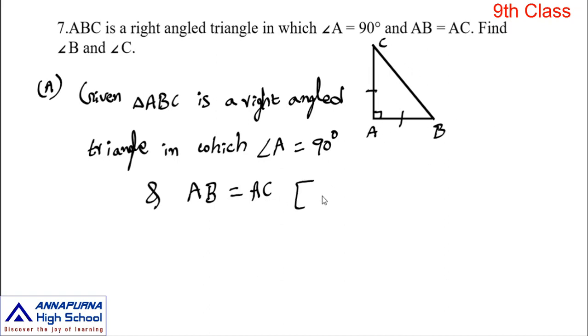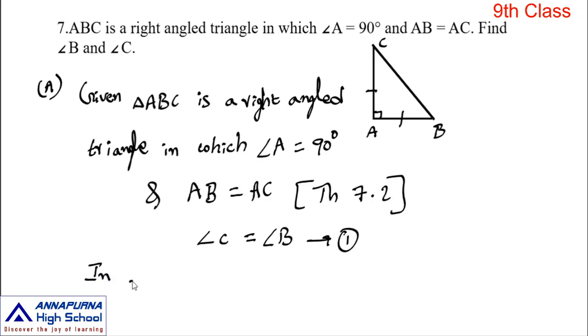So by using theorem 7.2, the angle opposite to side AB is angle C, which is equal to the angle opposite to side AC, which is angle B. AB is equal to AC, so angle C is equal to angle B by theorem 7.2. This is equation 1.